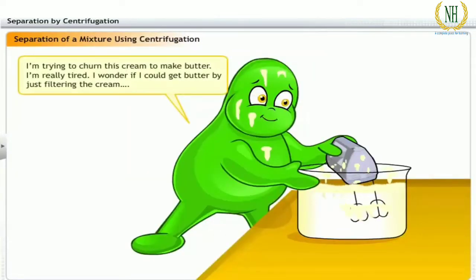I am trying to churn this cream to make butter. I'm really tired. I wonder if I could get butter by just filtering the cream.